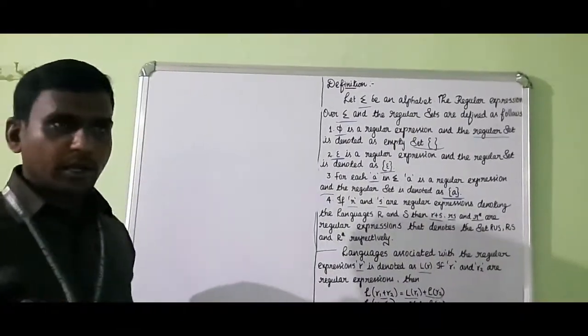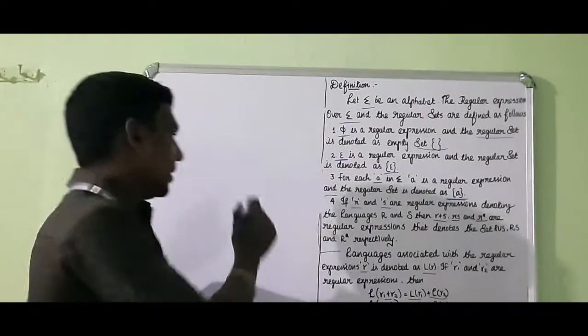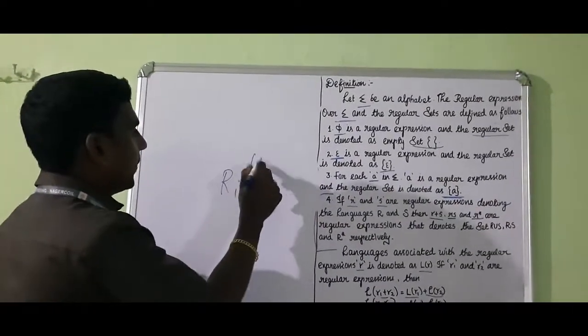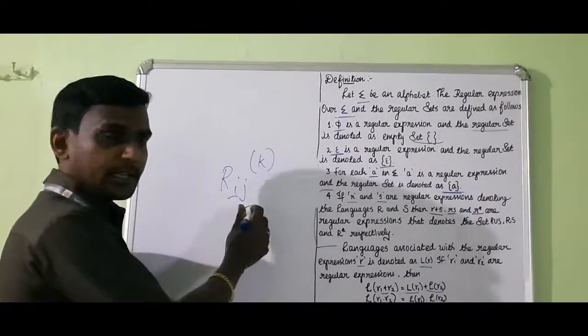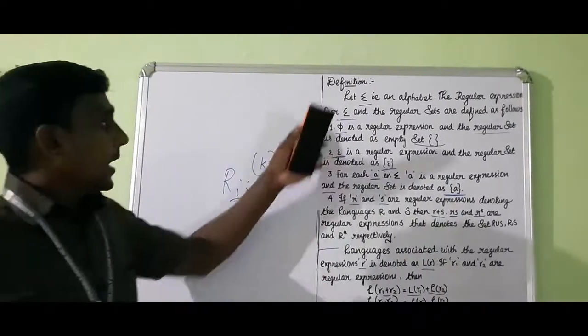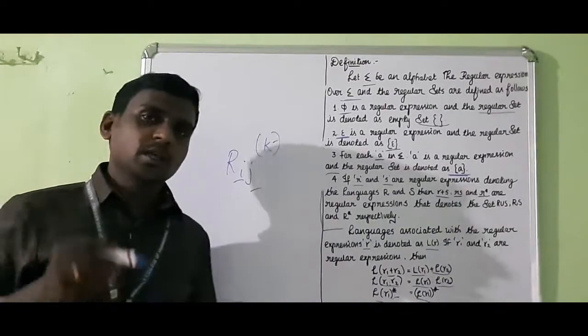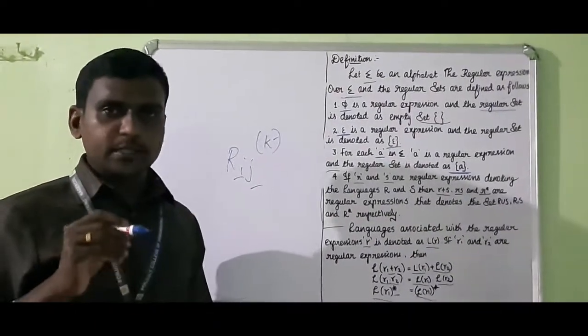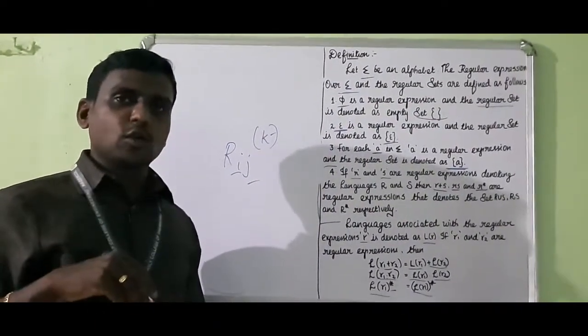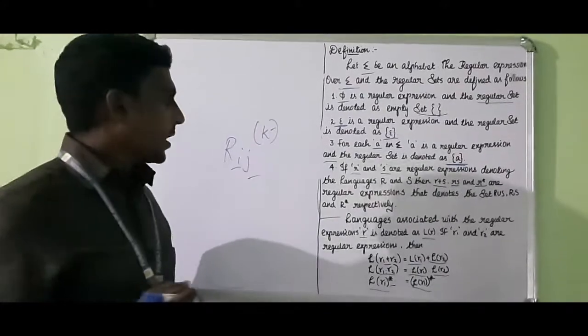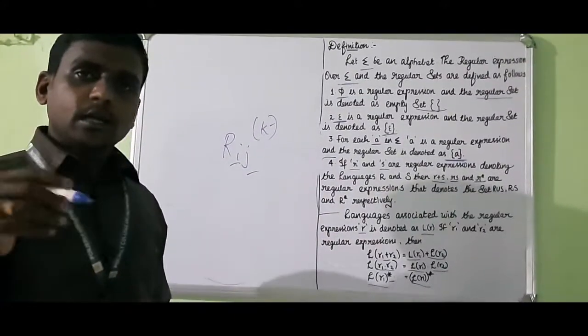I told you a regular expression is denoted by R i j power k. What is i? The starting state. j is an accepting state. k is the number of states. And this is the definition. Then we studied the precedence function. We give first precedence to dot, that means concatenation. Second is closure. Third is union. And then I told you what the star operation is.